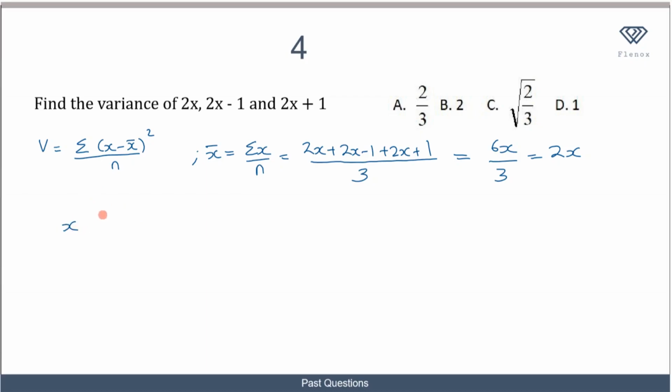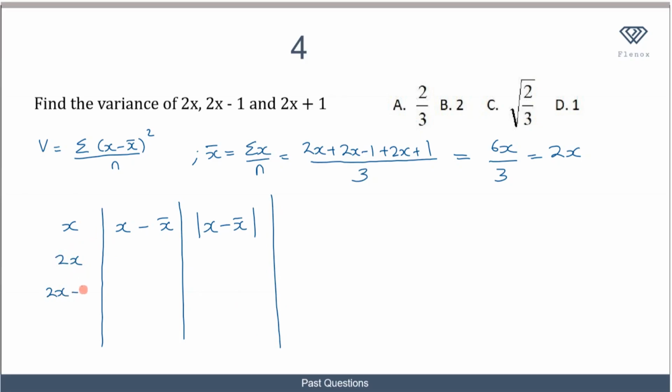So these are my values of x, and here we represent my x minus my x bar, and here will be the modulus or the absolute value of my x minus my x bar. So my x values include 2x, 2x minus 1 and 2x plus 1. So my x minus x bar for the first one will just be 2x minus my x bar, which is 2x. So 2x minus 2x gives me 0. For the second one, it is 2x minus 1, then minus 2x. The 2x and minus 2x cancel out. I'm left with minus 1. And finally, I have 2x plus 1 minus 2x.